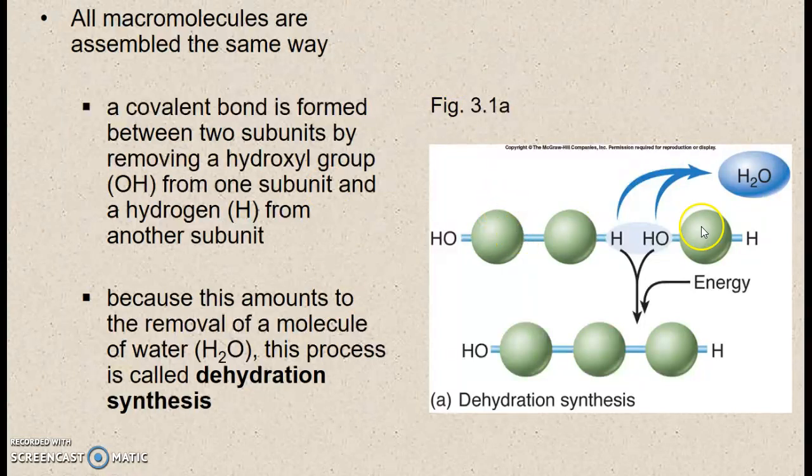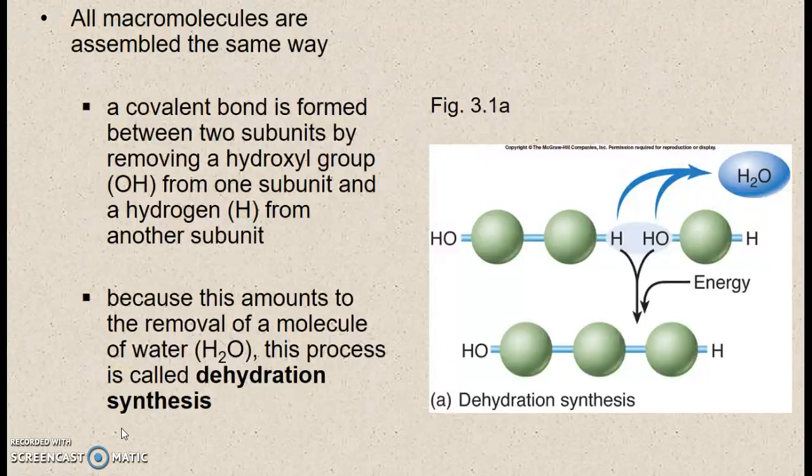So when you add a monomer to another monomer of any of the types of macromolecules, you lose a hydrogen atom from one of the monomers or subunits, and you lose a hydroxyl group from the other monomer that's being added, which is in effect losing a molecule of water. So this type of reaction that builds macromolecules is called dehydration synthesis, and you will want to know that.